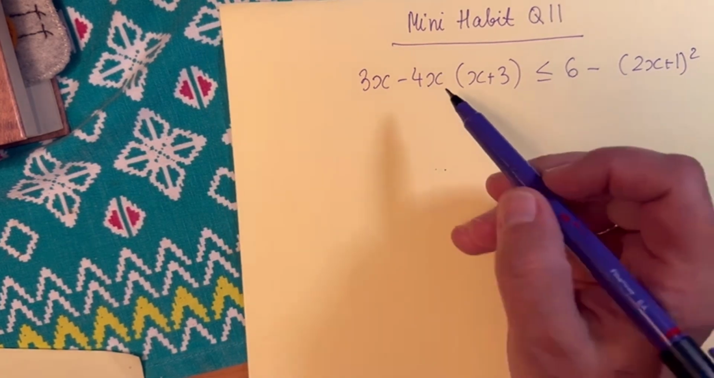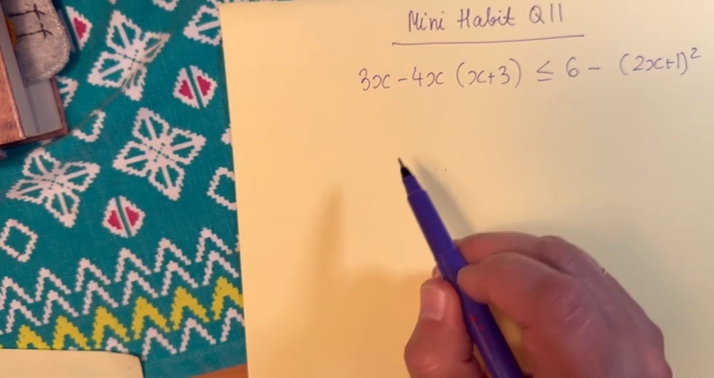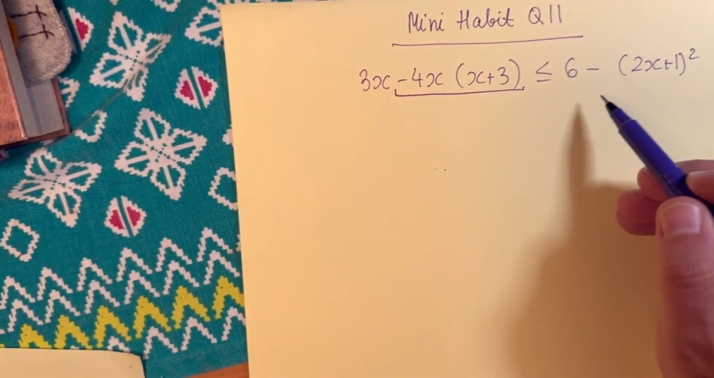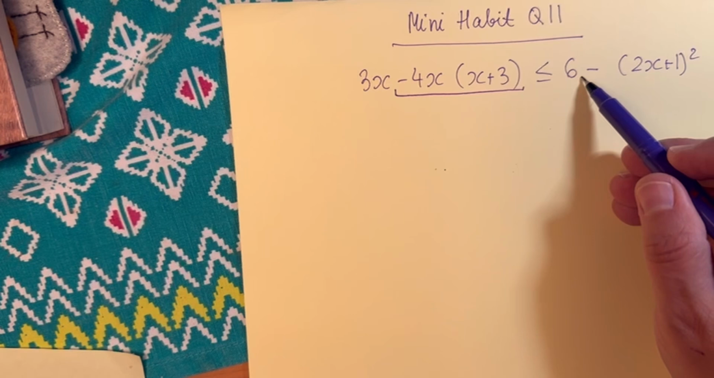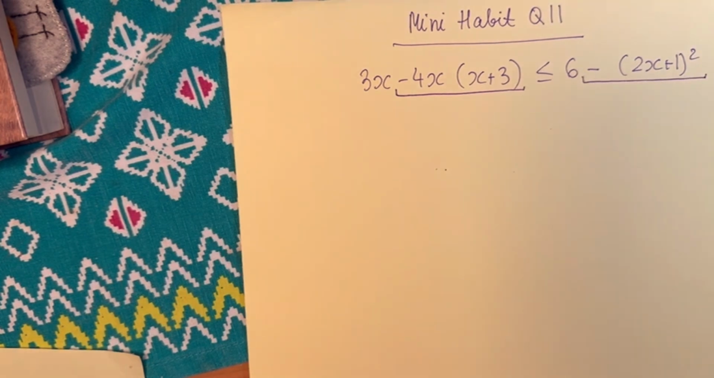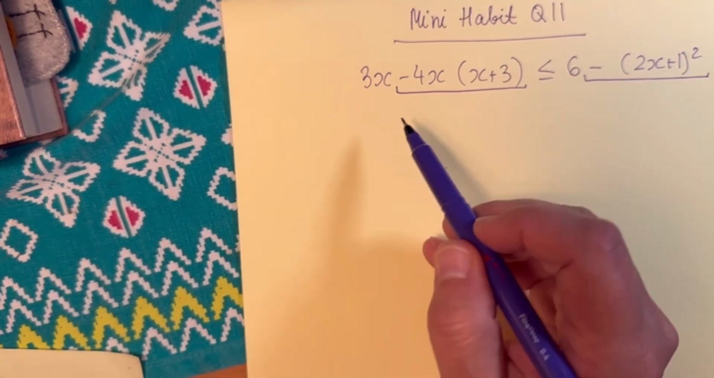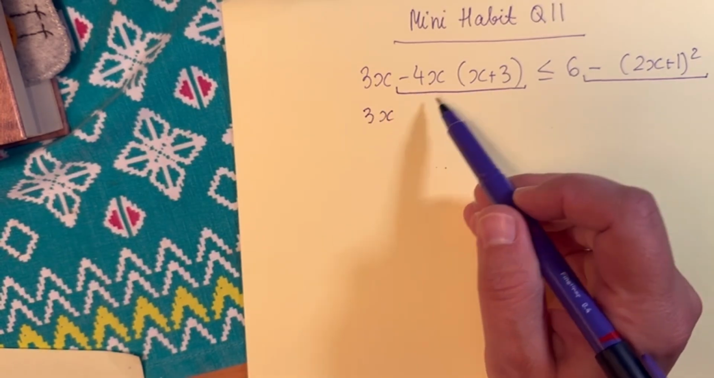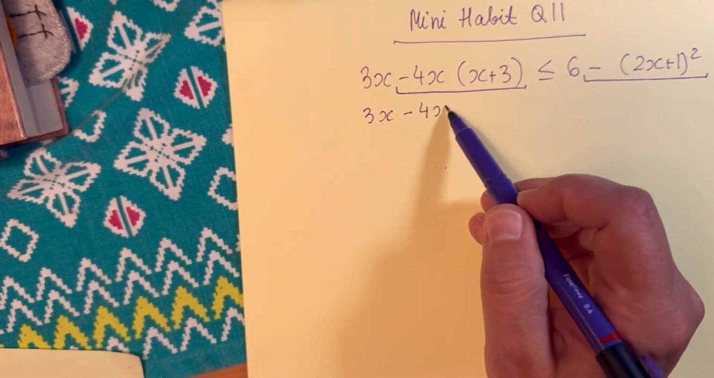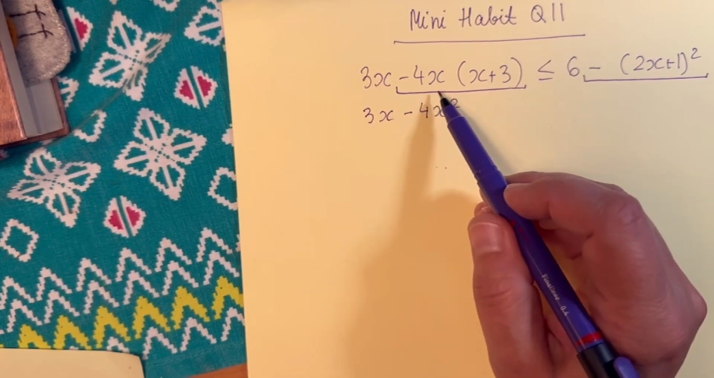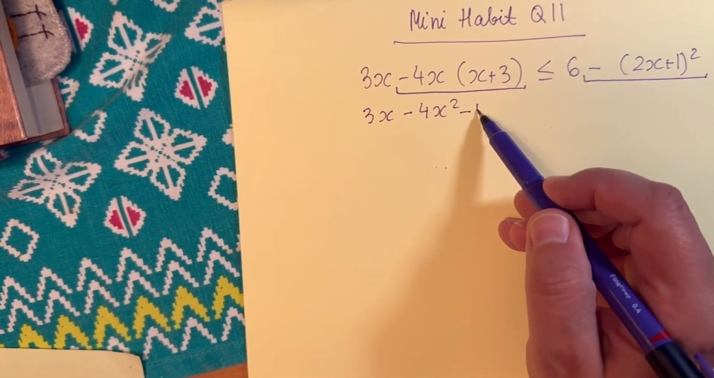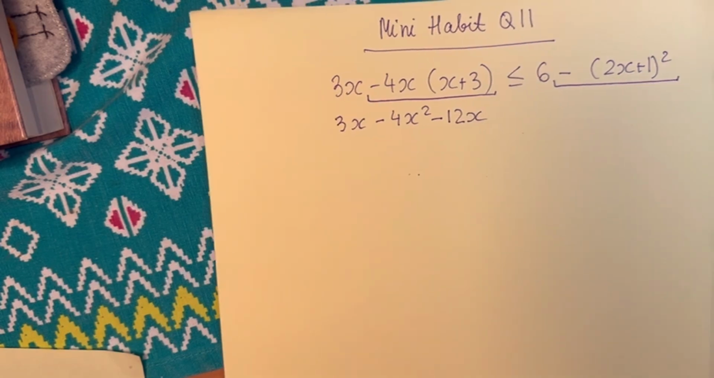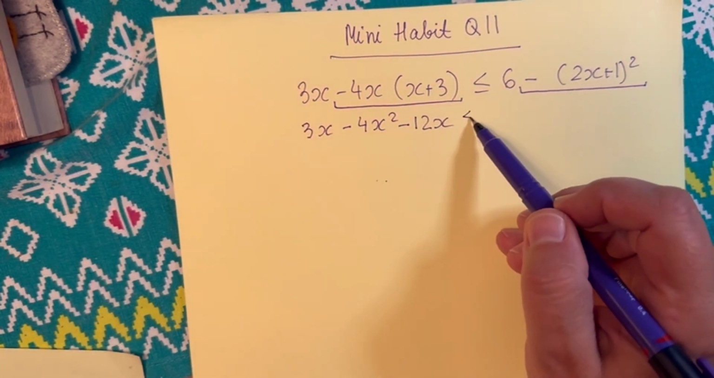So let's start solving this. I will underline the things which I think are worth doing first. This one is quite easy. 3x minus 4x times x is minus 4x squared. Minus 4x times 3 is minus 12x. So this is our left hand side, is less than or equal to.